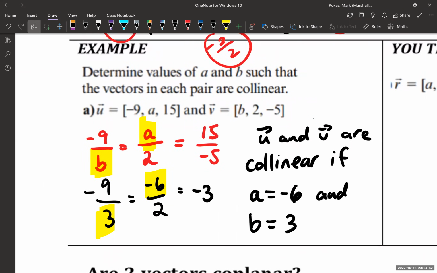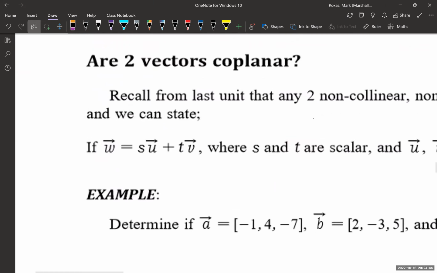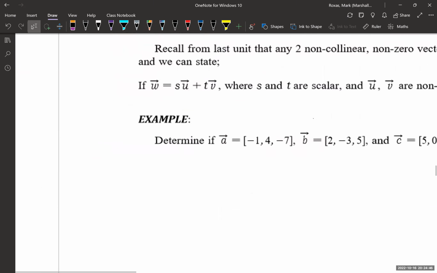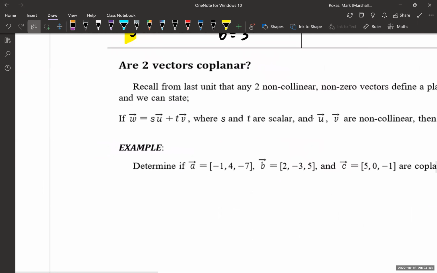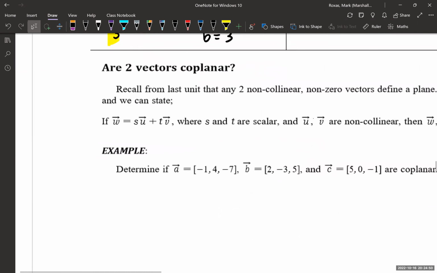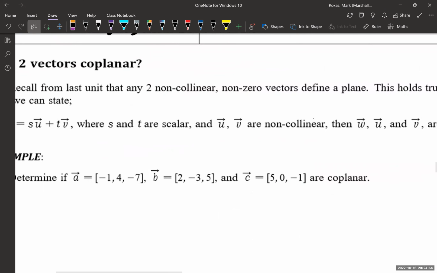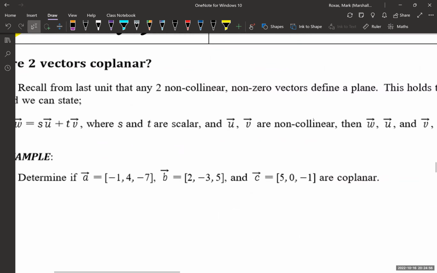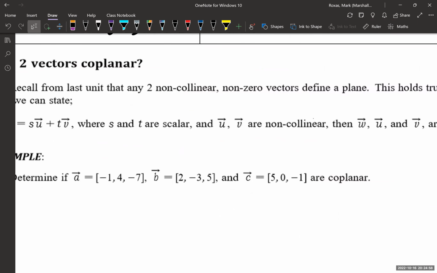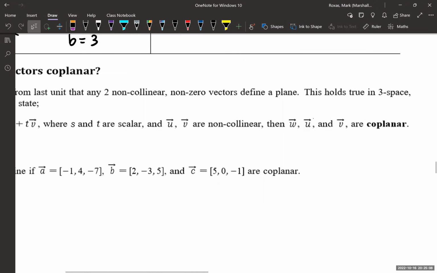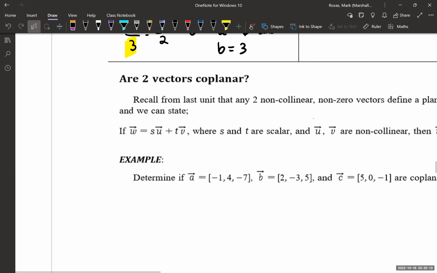Okay, so let's look at what if two vectors are coplanar. Recall from our last unit that if you had two non-collinear, non-zero vectors, they can define any other vector on a 2D plane, right? So what we can say more succinctly is that any two non-collinear and non-zero vectors can define a plane, right? This is true even in 3D space.